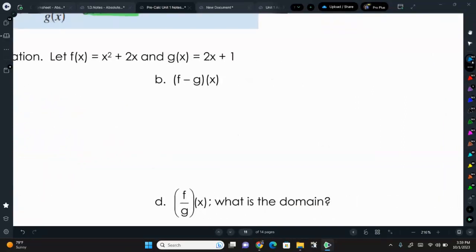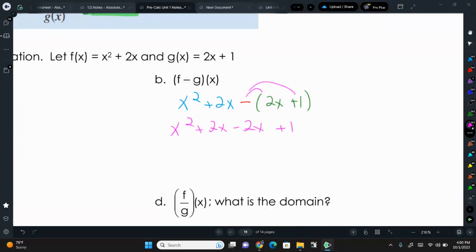So over here we have f of x minus g of x. And remember, in subtraction, the order matters. So we have f of x minus g of x. And I'm going to put g of x in parentheses so that way I remember to distribute the negative. So we have x squared plus 2x minus 2x plus 1. Combine like terms, we have x squared. Positive 2x and negative 2x cancel. So we have x squared plus 1 as our subtracted function.